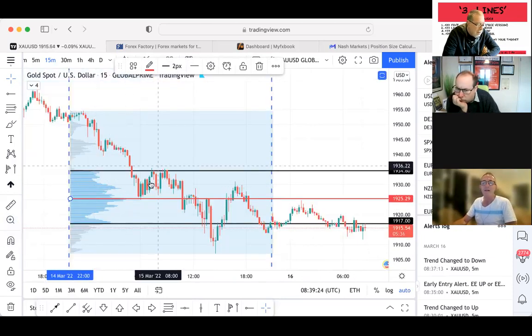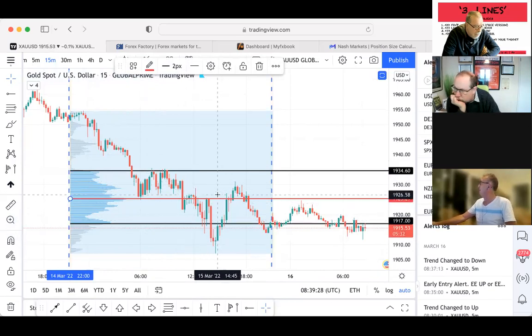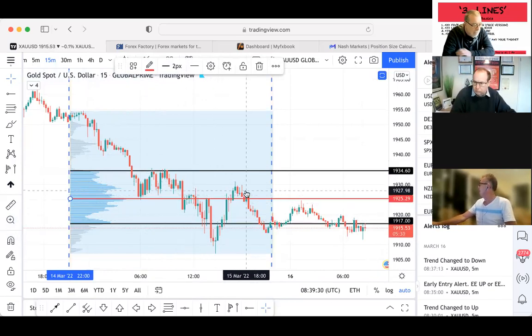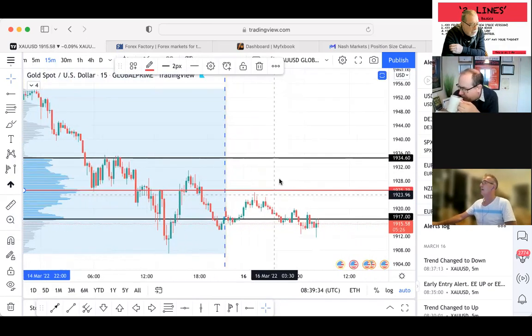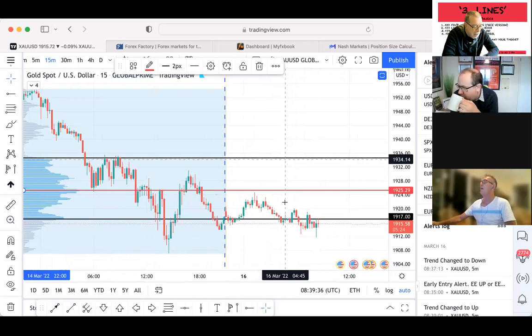These 2 black lines define what we call the field of play for today. So just coming across to today's chart, this is today's field of play. And the red line is yesterday's point of control, which becomes today's target.